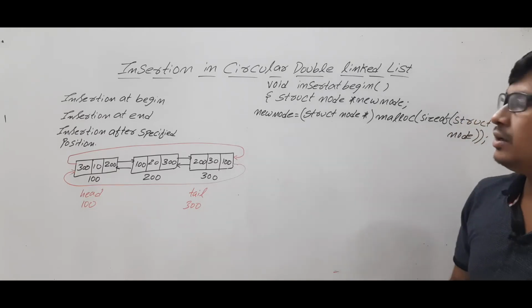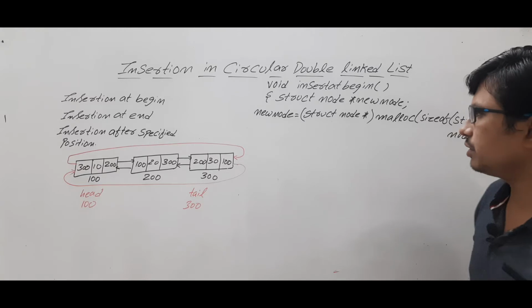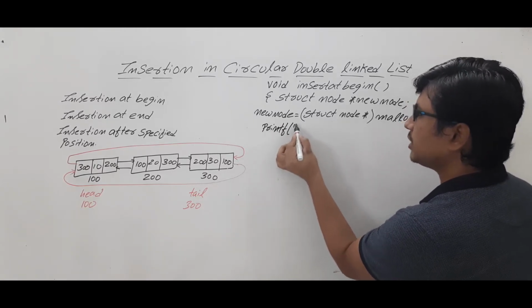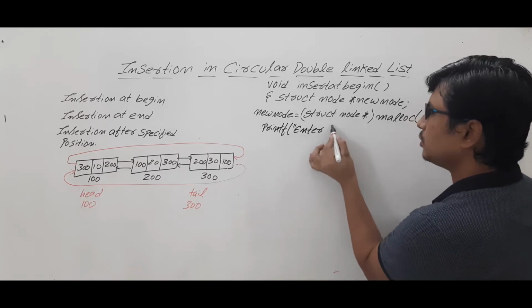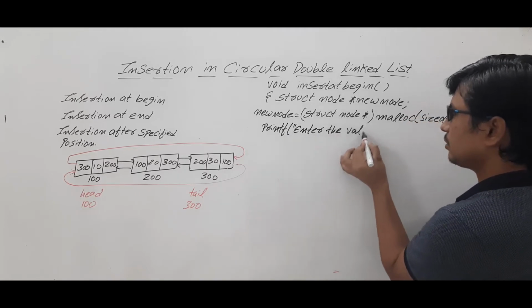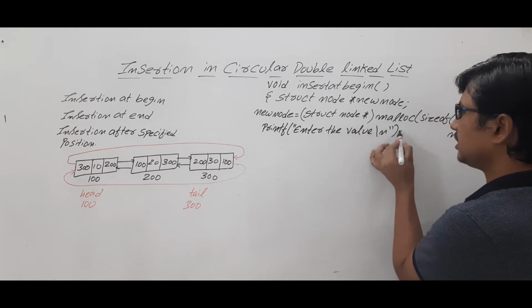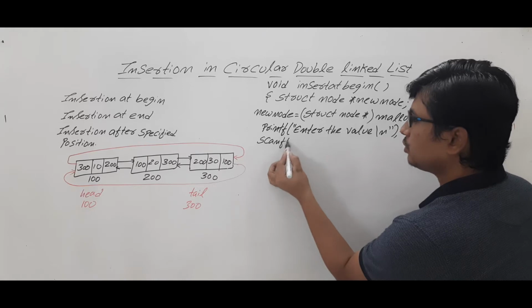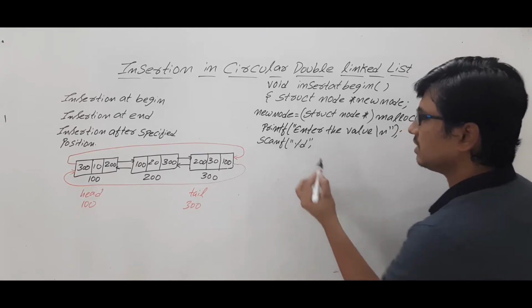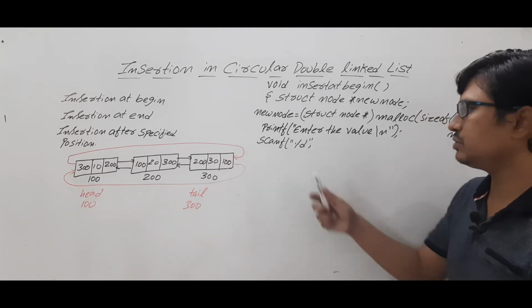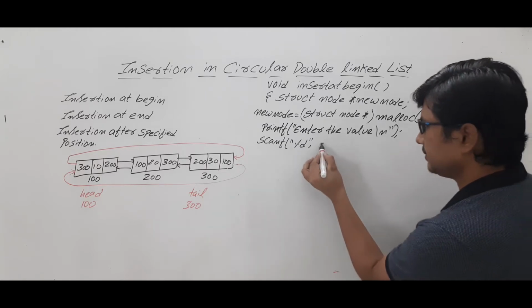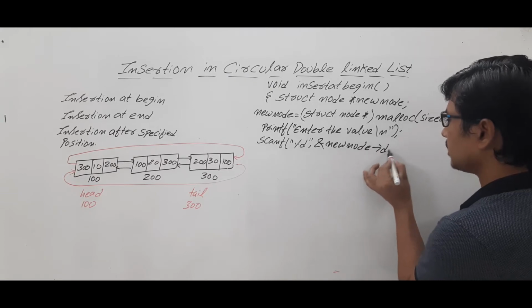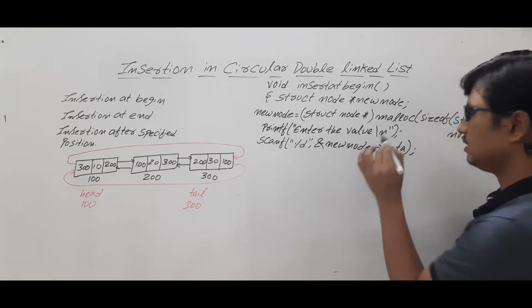Now once you have created a new node, you have to ask the user to enter the data. Printf enter the value or enter the data; whatever you want to write, you can write within the printf statement. Once the user has entered the data, you have to read it with the help of the scanf function. As we are reading an integer, I am using the format specifier %d, and I want to store it in a member called data, so that's why I am giving its address.